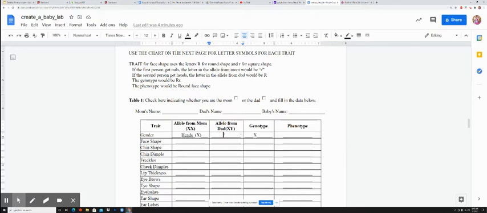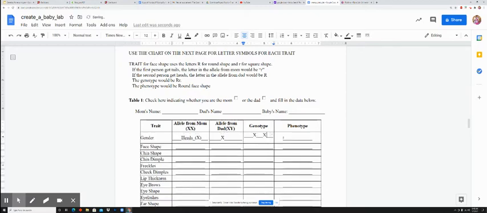So let's flip the coin. That makes a cool sound. All right, that's heads. So heads would be the X. That means that the dad contributed his X chromosome, and the genotype represents what genes they have. And in this case, they have an X and an X. And what does XX give you? That gives you a physical characteristic of the sex of the baby as a girl.